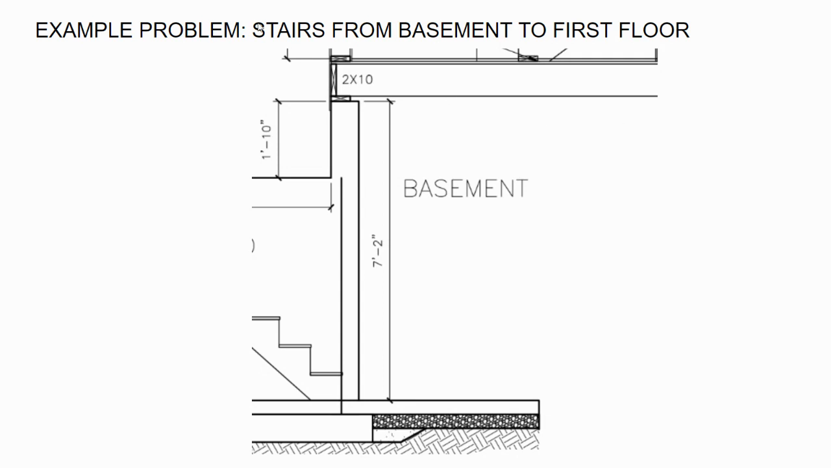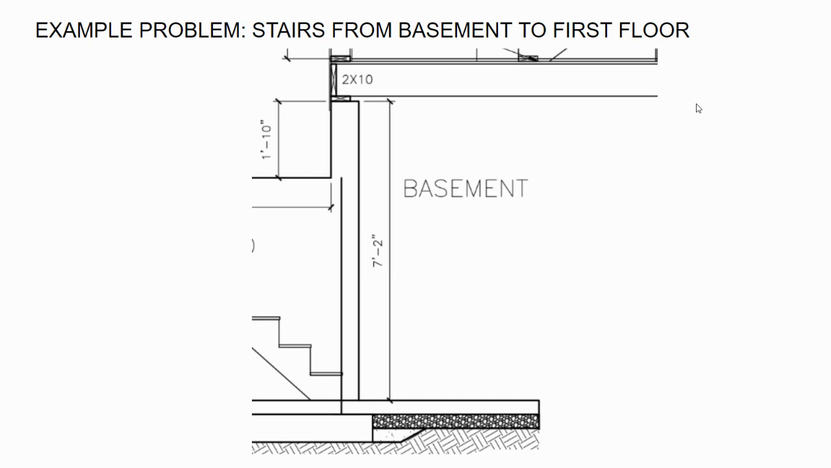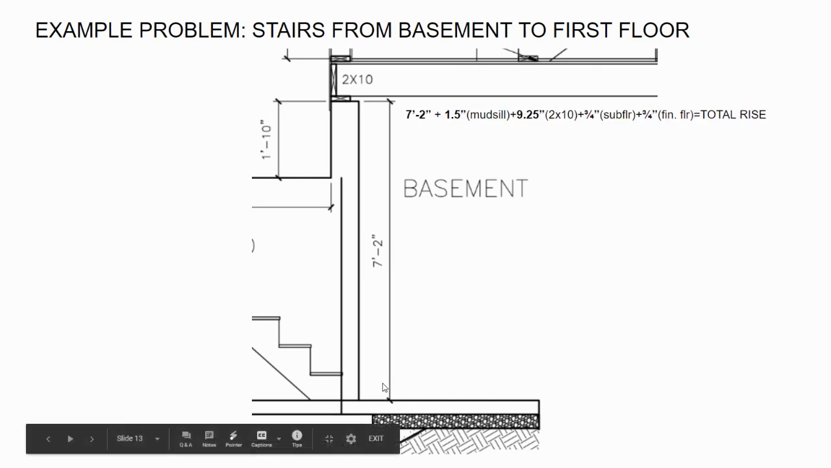So let's do an example problem. Here's a basement to the first floor. I want to design a stair that goes from the basement to the first floor. How would I go about doing that? The first thing I've got to do is figure out what that total rise is. So I can do that from the dimensions provided.